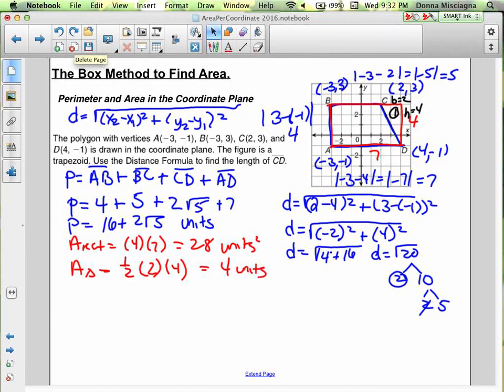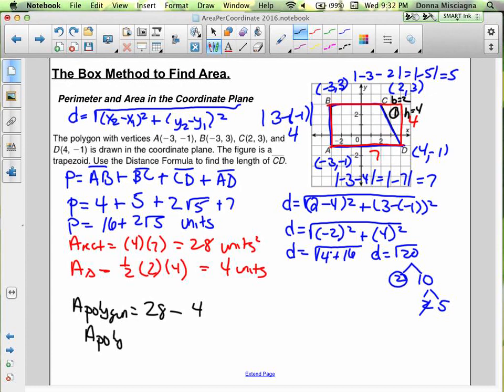And then our last step, the area of the polygon. That's going to be the area of the rectangle, which is 28 units squared, minus the area of our triangle there. That's going to give us 24 units squared. And that's it. We're all done finding the area of this one.